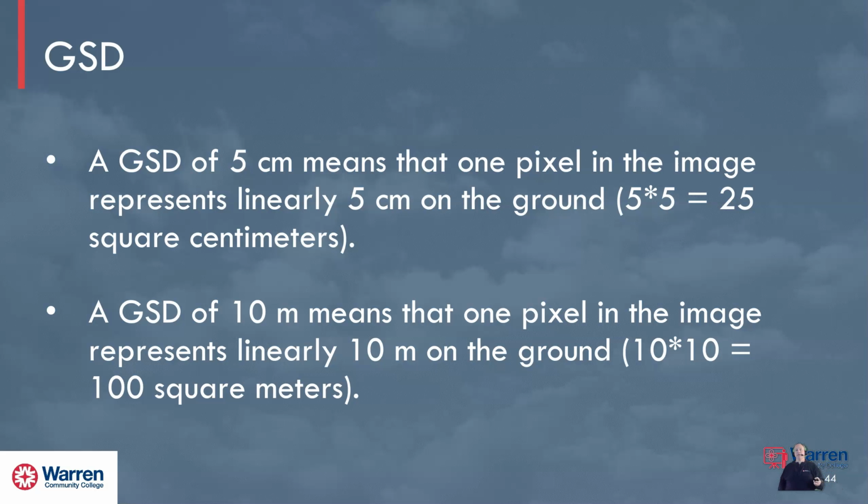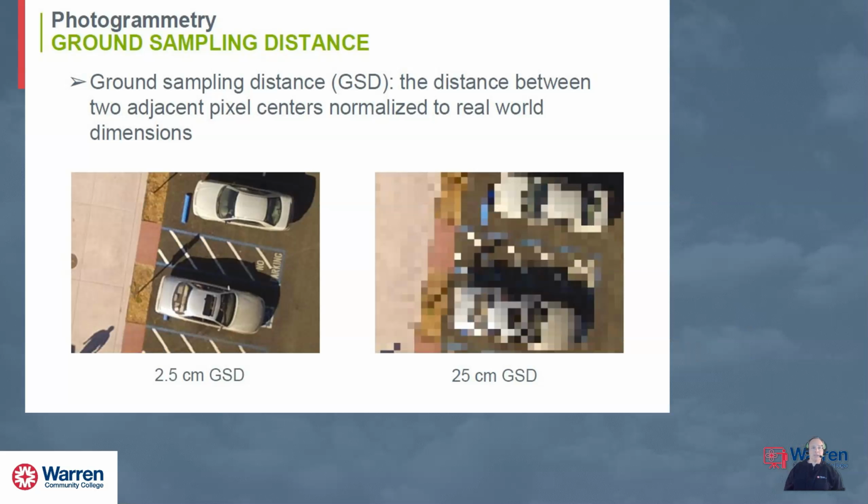So a ground sampling distance of 5 centimeters means that 1 pixel in the image represents linearly 5 centimeters on the ground. So 25 square centimeters then. And a GSD of 10 meters means that 1 pixel in the image represents literally 10 meters on the ground. So that's really what you're getting. You're trying to say, okay, geometrically, how much area is there when I'm at this altitude, known as ground sampling distance.